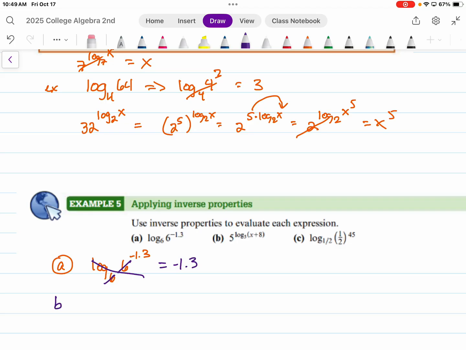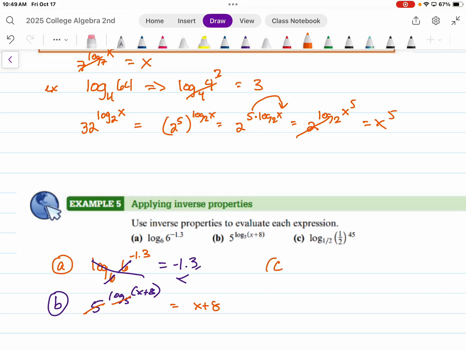On part B, I have 5 raised to the log base 5 of x plus 8. Again, this is where we get to use the second property. The base and the log base match, those cancel, and I'm left with x plus 8.